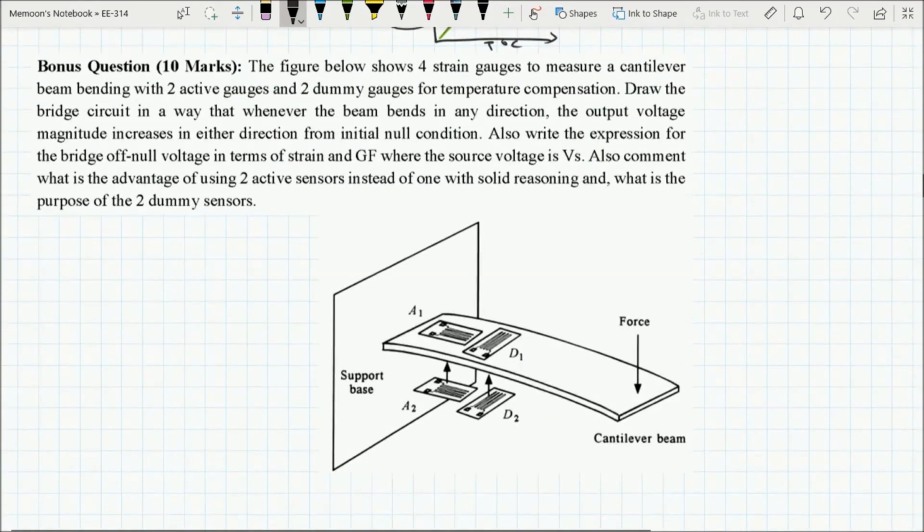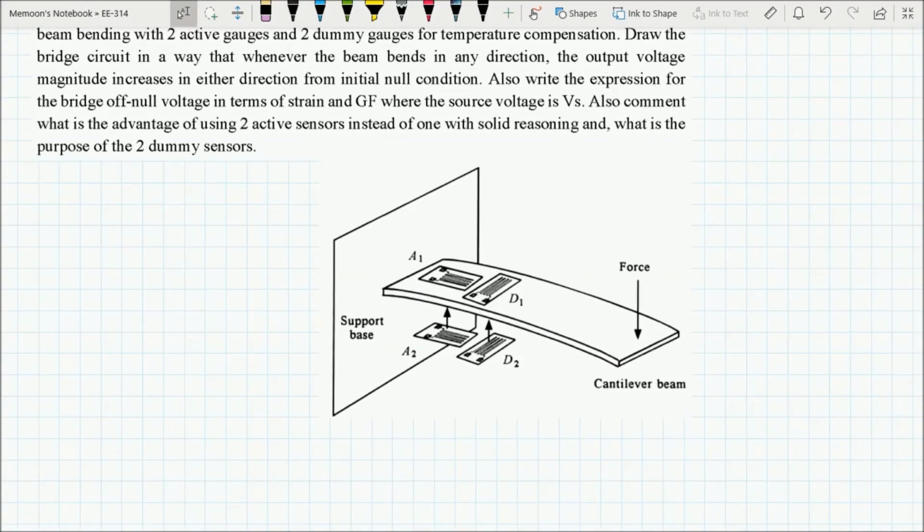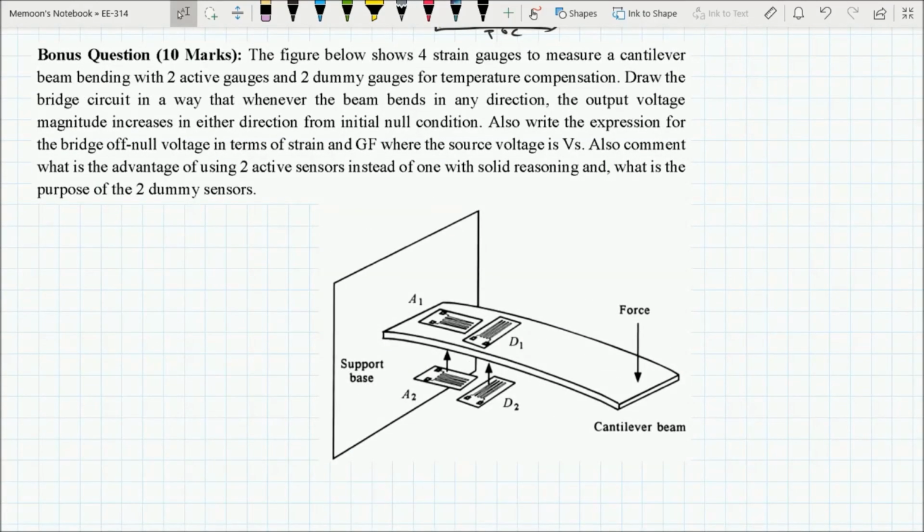And now finally, let's move on to your last example related to the signal conditioning circuit design of resistive sensors.